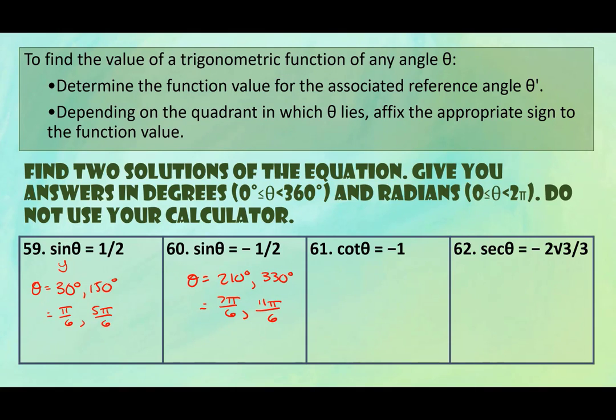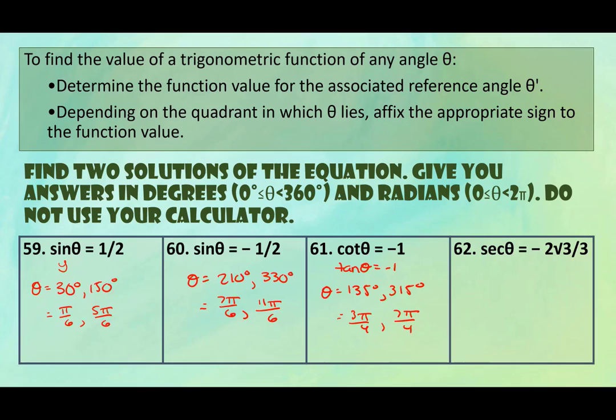Now, cotangent is equal to negative 1. That means that tangent would also be equal to negative 1. And because we don't have cotangents on our unit circle, it might be a lot easier to look for the tangent equal to negative 1. So tangent is equal to negative 1 in two places on the unit circle, and that would be in the second and fourth quadrant at 135 degrees and 315 degrees. Okay, so their radian equivalents would be 3 pi over 4 and 7 pi over 4.